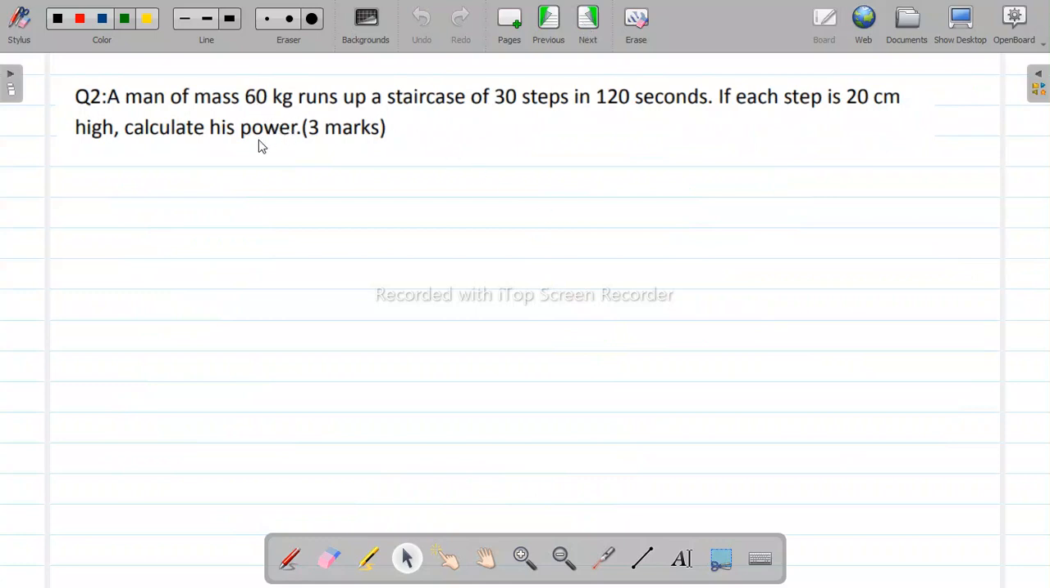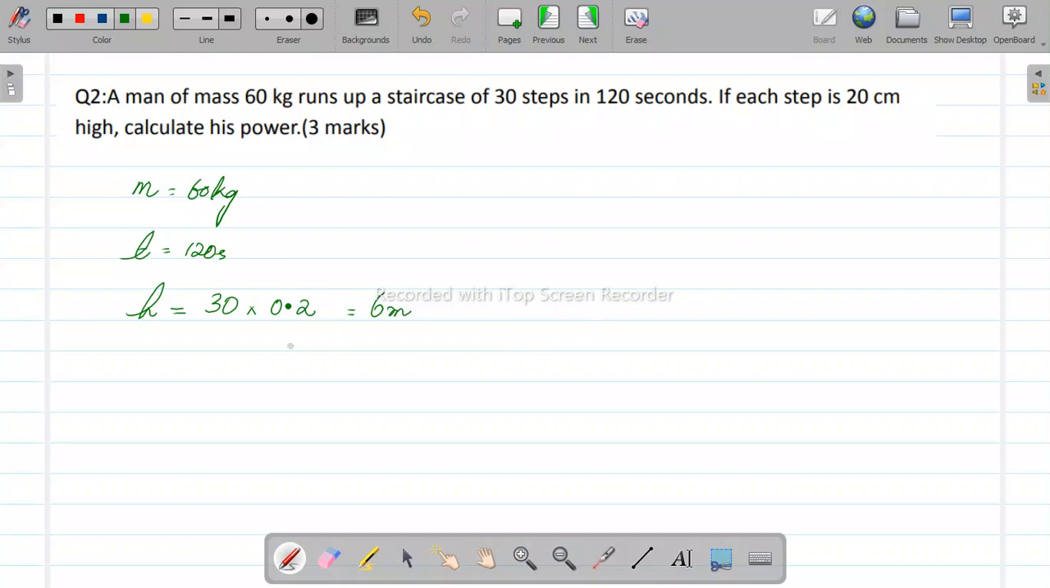Then a man of mass 60 kg runs up a staircase of 30 steps in 120 seconds. Time is 120 seconds. If each step is 20 centimeters high, then calculate the power. How much total vertical distance would he have traveled? It is 30 steps and each step's height is 20 centimeters, that is 0.2 meters. So how much is the total vertical height? 30 into 0.2, which is 6 meters.